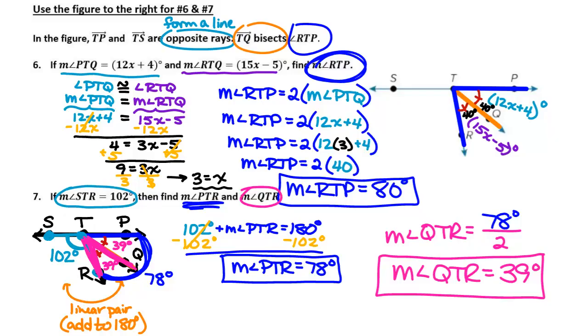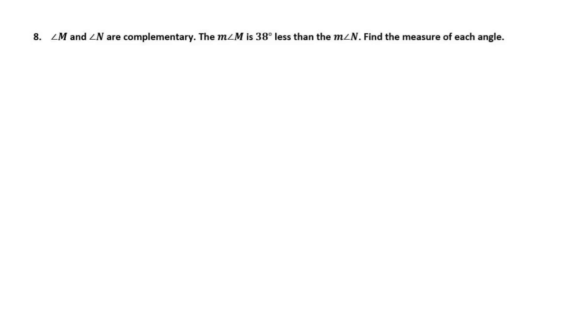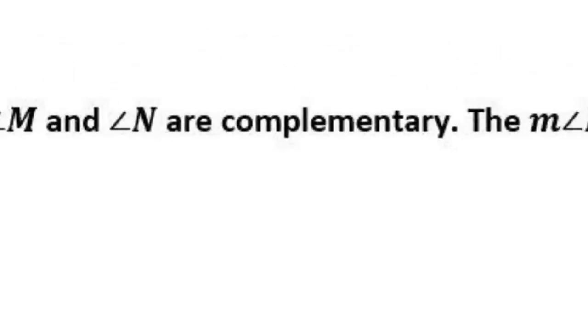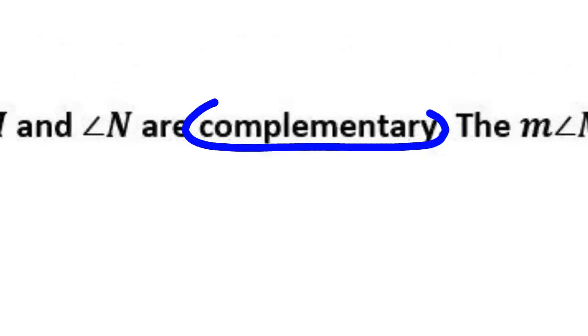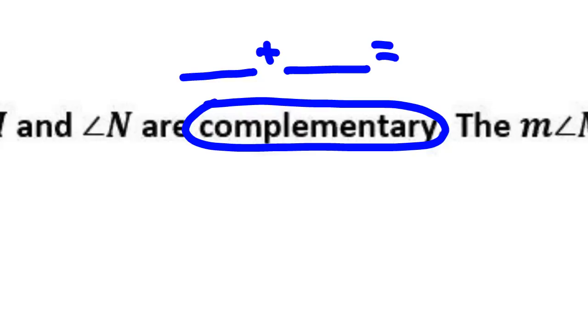All right, 8. Says that angles M and N are complementary. What does complementary mean? It means they add to 90. Two angles that add to 90.